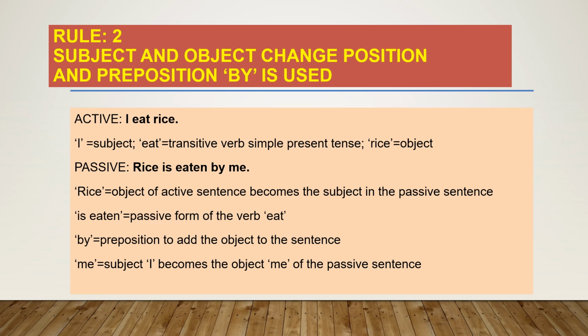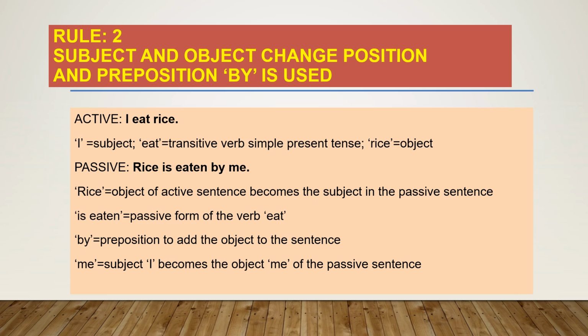We saw the first rule where from active verb you have to change the verb to passive. Now this slide shows you rule number 2. That is, the subject and object have to change position and the preposition by has to be used. So you have the active sentence, I eat rice. I is the subject of the sentence. Eat is a transitive verb in the simple present tense, and rice is the object.